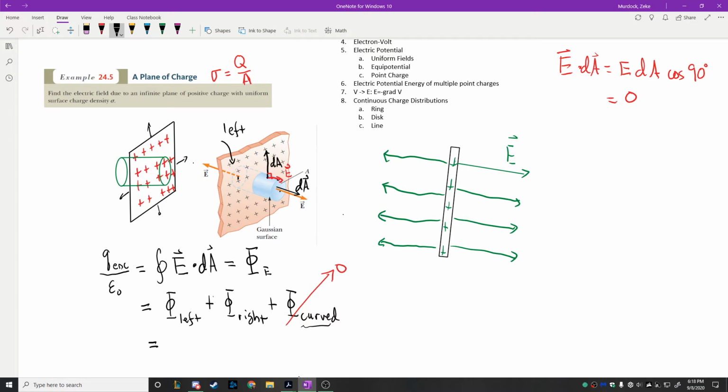All right. So on the right-hand side, we see that the electric field and the dA are pointing in the same direction, right? So this ends up just becoming E times dA, because the angle between E and dA is 0. And then same thing for the other side. You're going to get the integral of E dA.